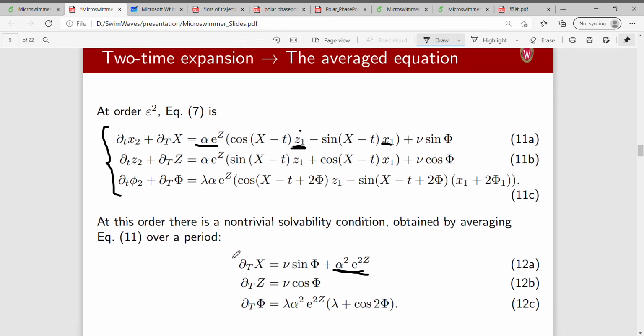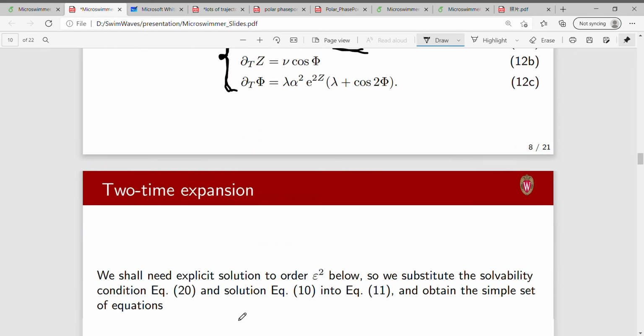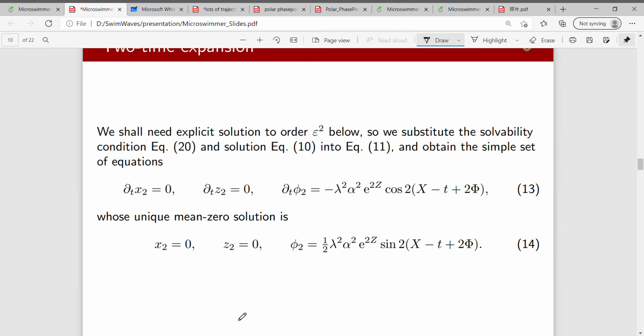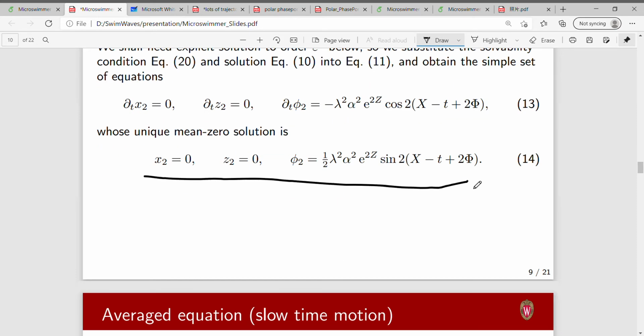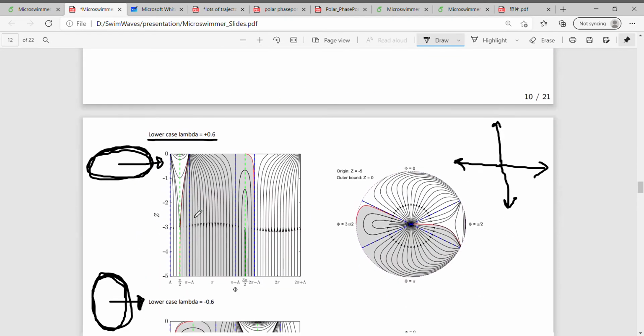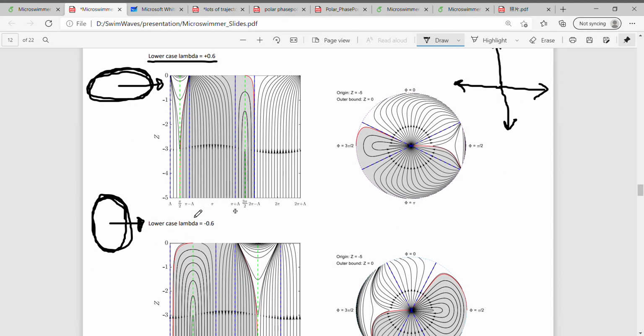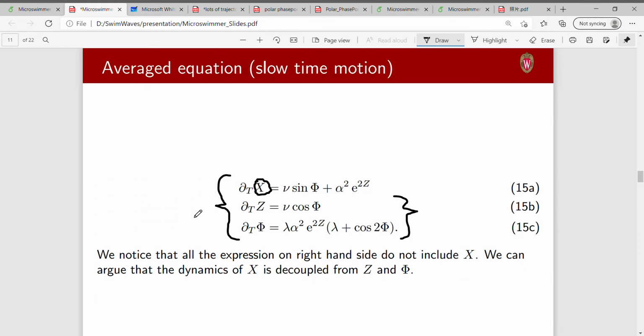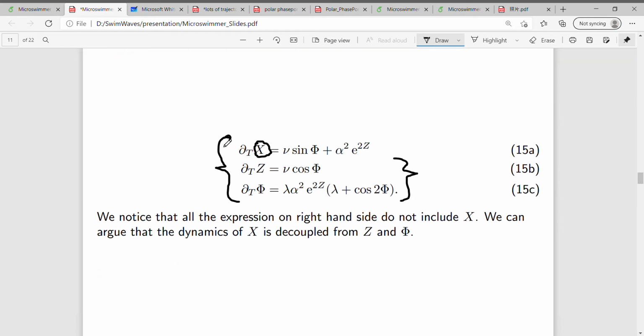Okay, so this is supposed to be the average system, or the slow time scale motion. Okay. Yeah, and of course we can proceed on to find the next order solution, x2, z2, and v2. And this is not very useful for now, but it's actually very useful later. Okay. So the average system, yeah, let's see some trajectory of this slow time scale motion.